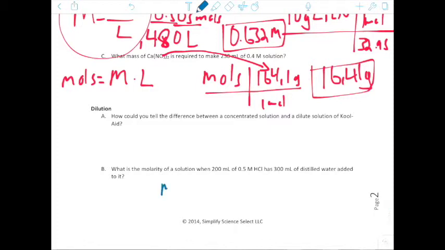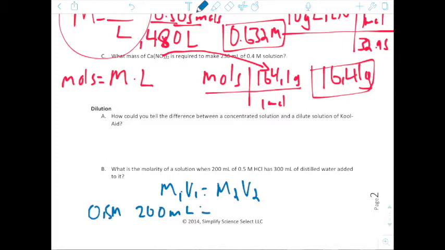So we're going to use the equation M1V1 equals M2V2. With this, we're starting with 200 milliliters, that's our V1, and our molarity 1 is 0.5 molar, equals M2, which we don't know, we're trying to find that, so that would be X, times our V2. After we add 300 milliliters to it, we'll have a final volume of 500 milliliters, because 200 plus 300 is 500.